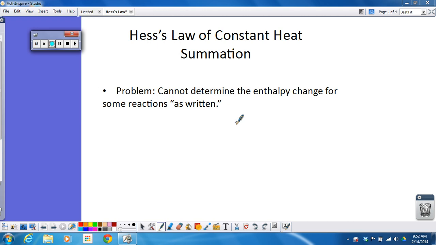All right, in the last video, we talked about something called heat of formation and the heat of formation equation. It's based on something called Hess's Law. So a little background on Hess's Law.